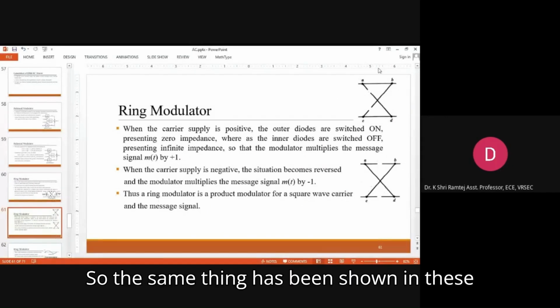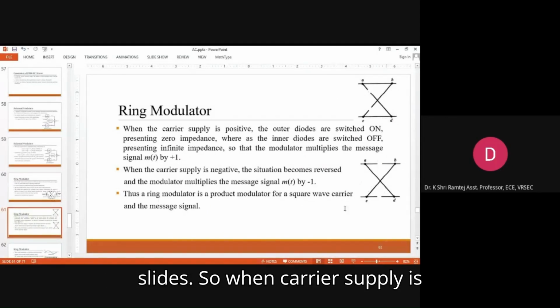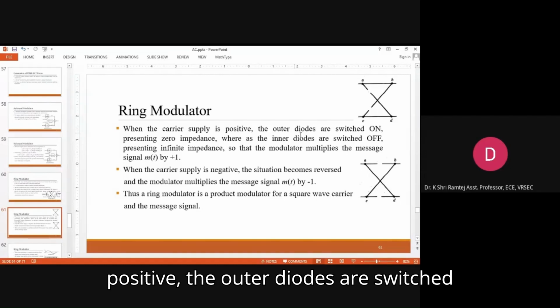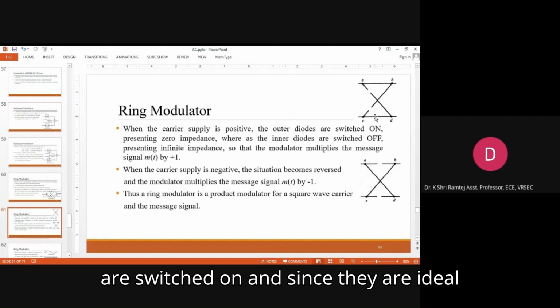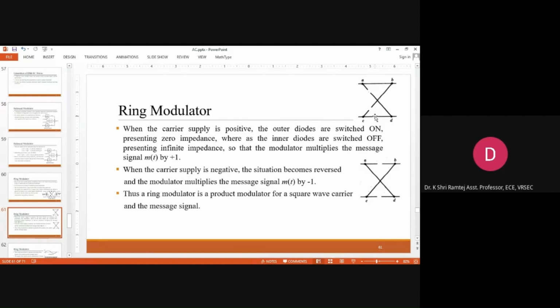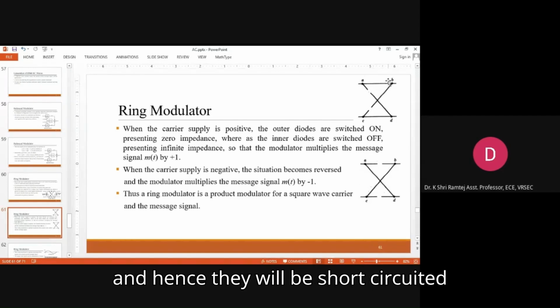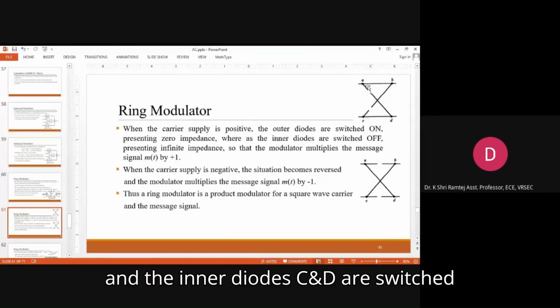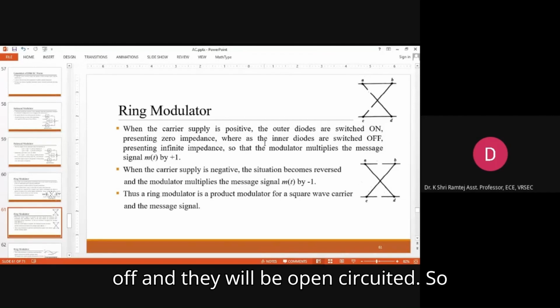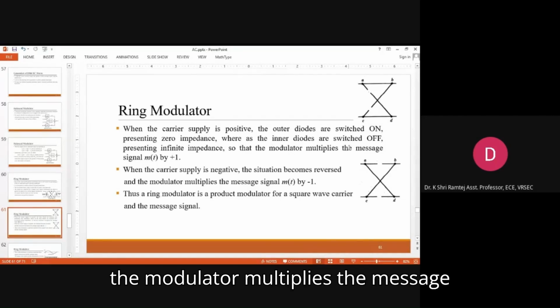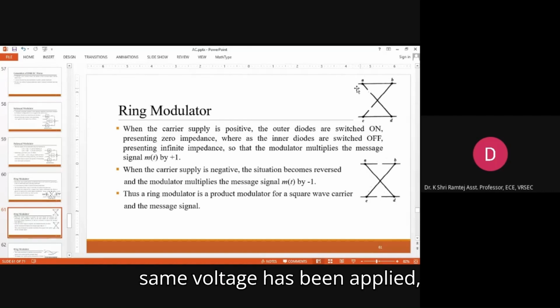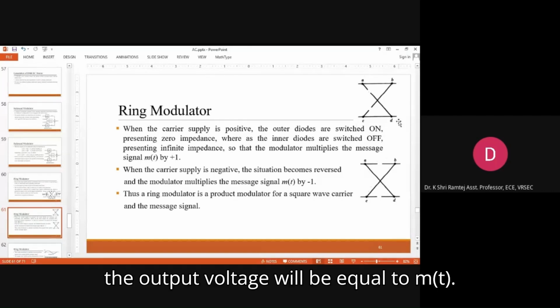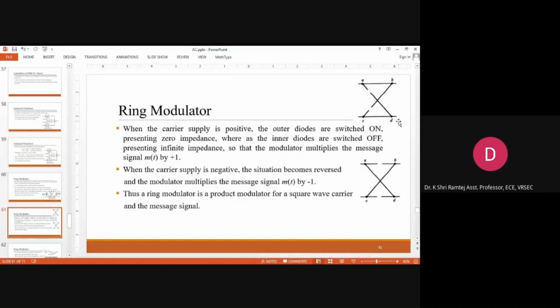So the same thing has been shown in the slides. When the carrier supply is positive, the outer diodes are switched on. That means diodes A and B are switched on, and since they are ideal, they will present zero impedance and hence will be short circuited. The inner diodes C and D are switched off and will be open circuited. So the modulator multiplies the message signal by +1. Since the same voltage has been applied, the output voltage will be equal to m of t.